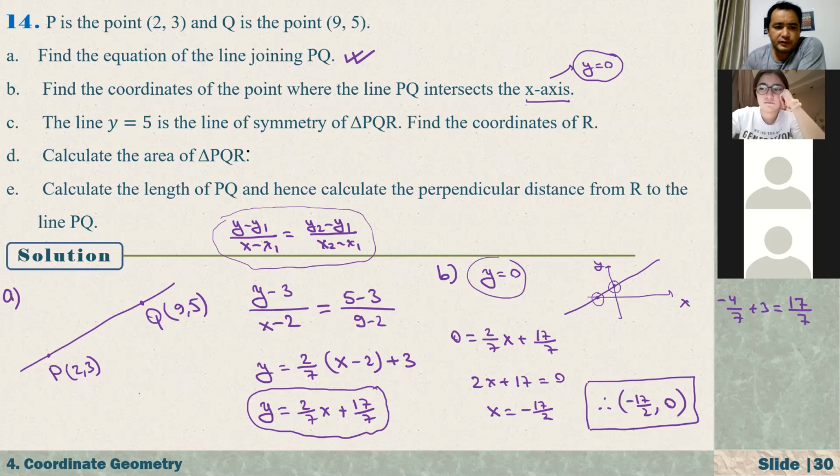Question C. So now I'm going to draw this. The line y equals 5 is the line of symmetry of PQR. Find the coordinates of R. Also, this y equals 5, is it a horizontal line or a vertical line?